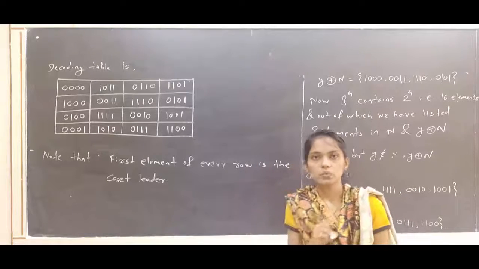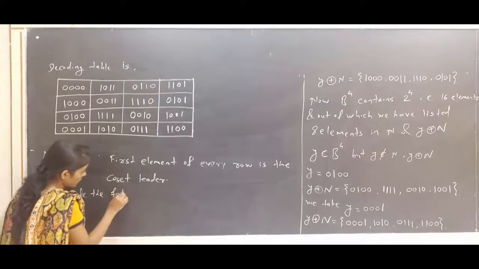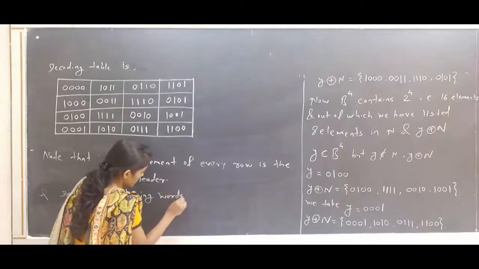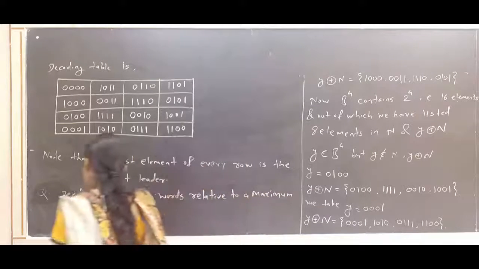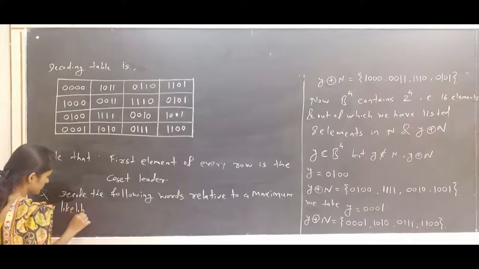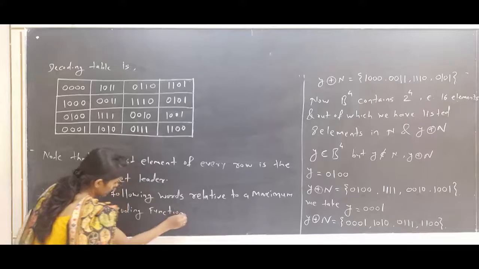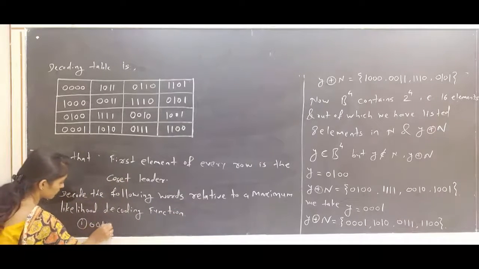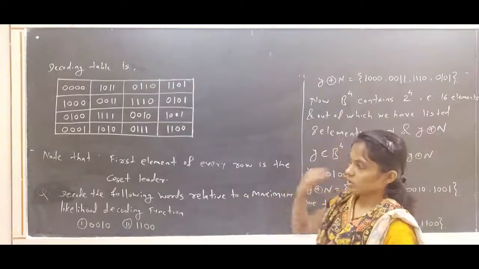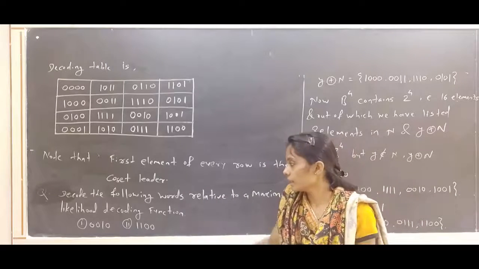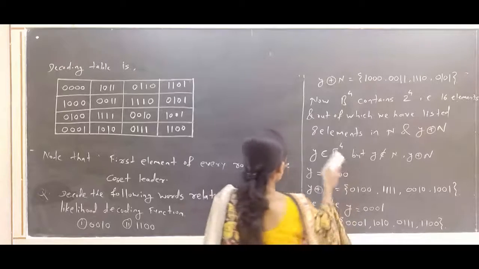Now in this question we add one more question. So here the first sub-question: decode the following words relative to a maximum likelihood decoding function, and the words given are 0010 and 1100. Now we decode these words.